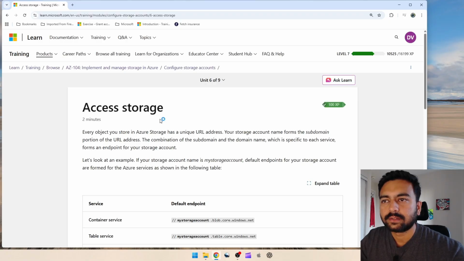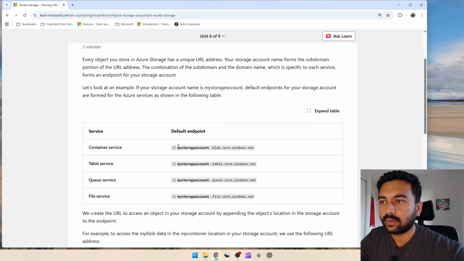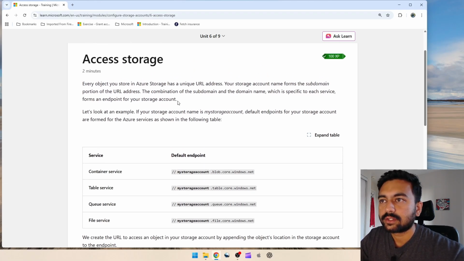Access storage. The object you store in Azure Storage has a unique URL address. Storage account name forms the subdomain portion of your URL address. The combination of the subdomain and domain name, which is specific to each service, forms an endpoint for your storage account.